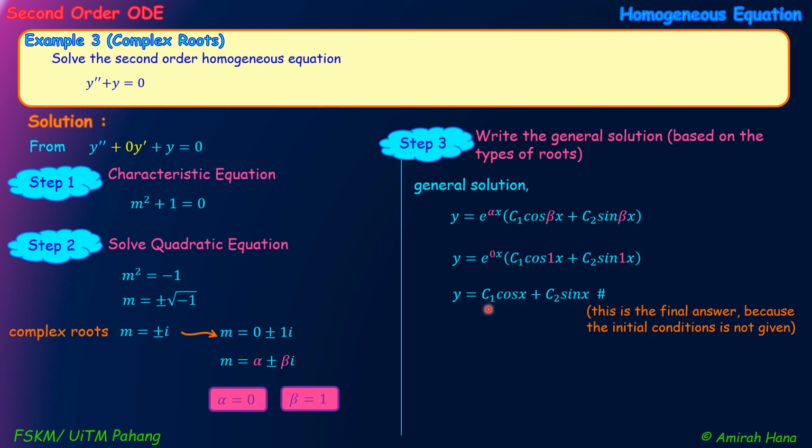So we do not need to find the values of constants c1 and c2. But if the initial condition is given, after that we need to find the values of c1 and c2 by finding y single prime first. Because for the initial condition of a second order ODE, we must apply the given initial conditions for x, y, and y single prime.